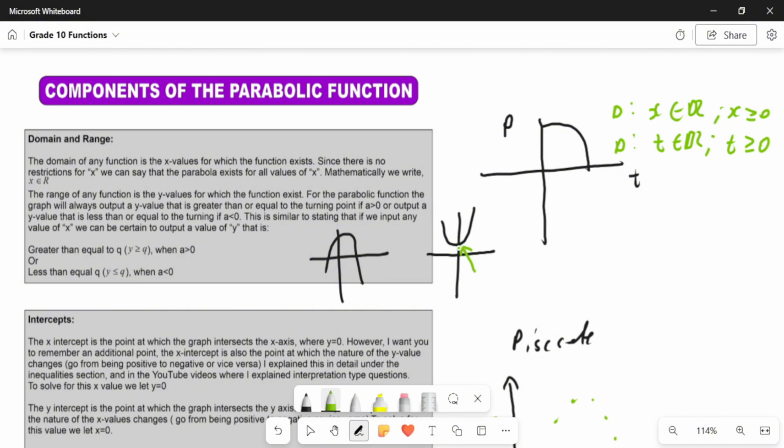It will never go below this. It's the minimum, the lowest. This is the maximum, the highest. Cannot go higher than that. So what happens is, we start from negative infinity, right? Watch this. We start from negative infinity. What's happening to the y values as we go from left to right?